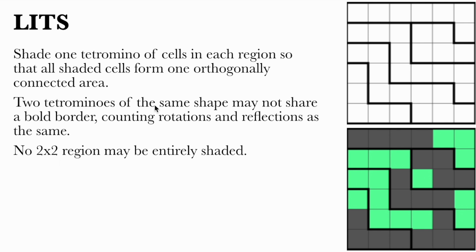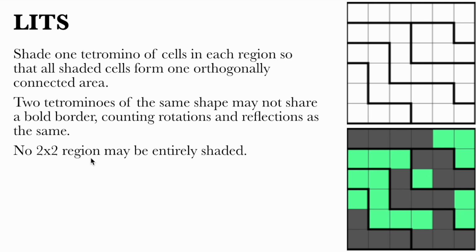2 tetrominoes of the same shape may not share a bold border, counting rotations and reflections as the same. So this S here could not connect to another S anywhere in the grid or across one of these borders. We're going to have exactly 1 tetromino in each bold bordered area, and this L could not be touching another L, even reflected.